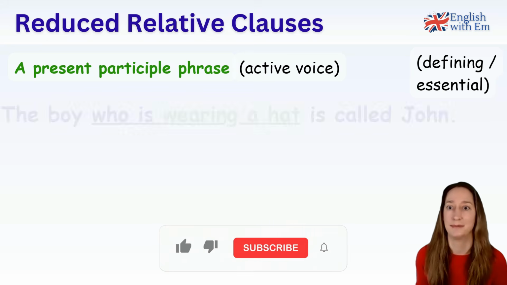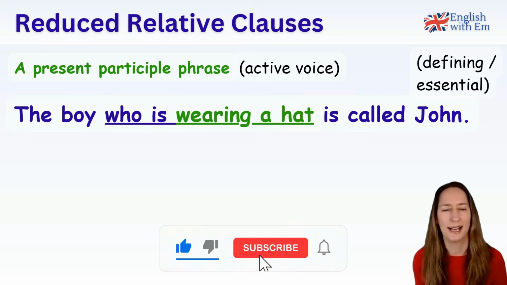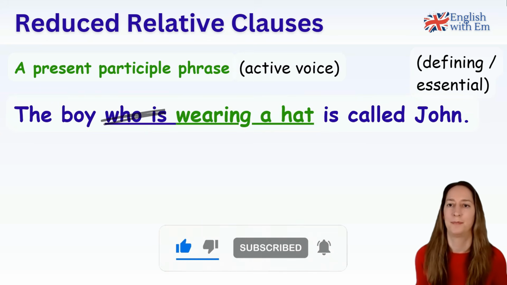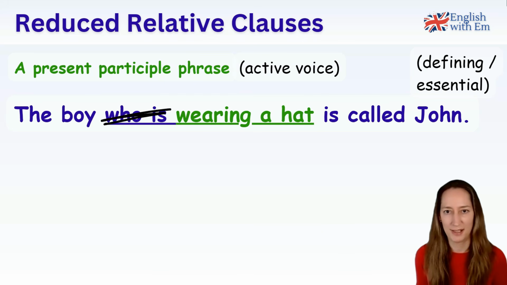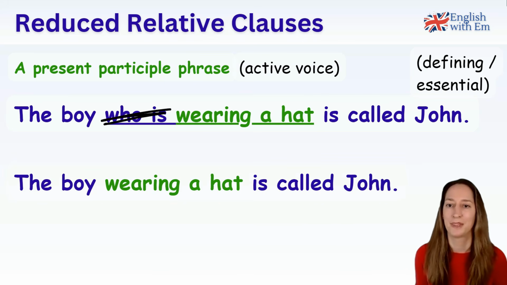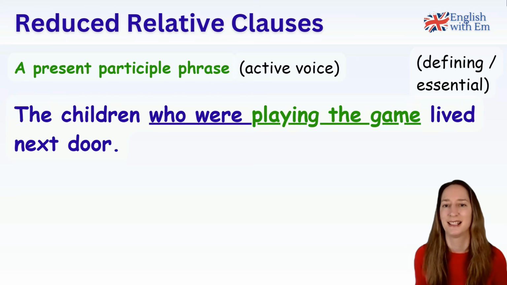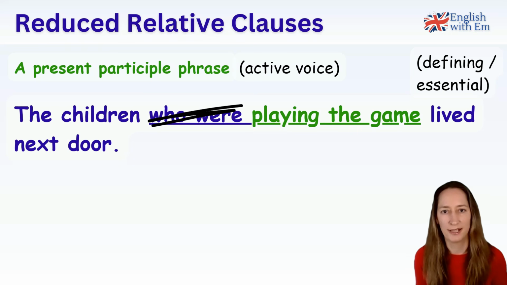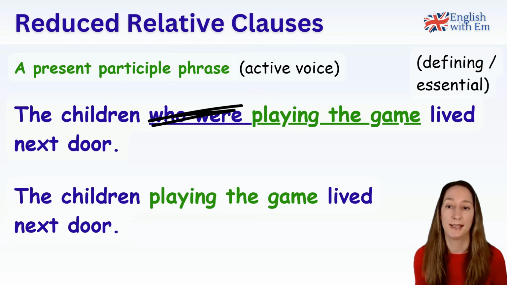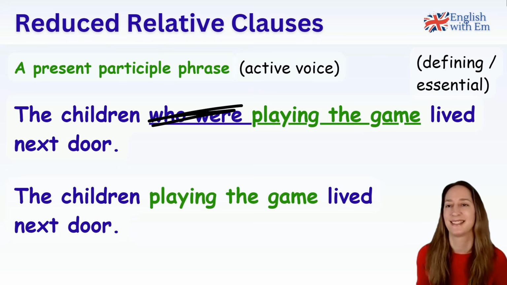A present participle phrase. Active voice. The boy who's wearing a hat is called John. So we delete the relative pronoun and the verb to be. The boy wearing a hat is called John. The children who were playing the game lived next door. Again, we delete the relative pronoun and the verb to be, and that's it. The children playing the game lived next door.